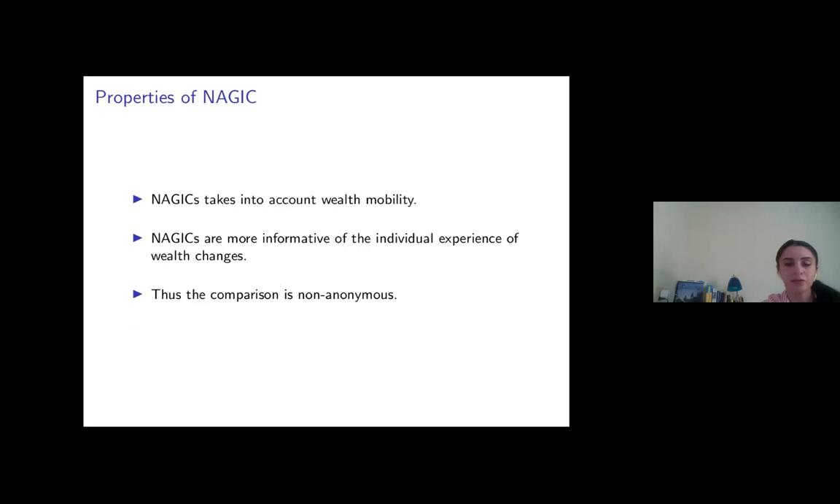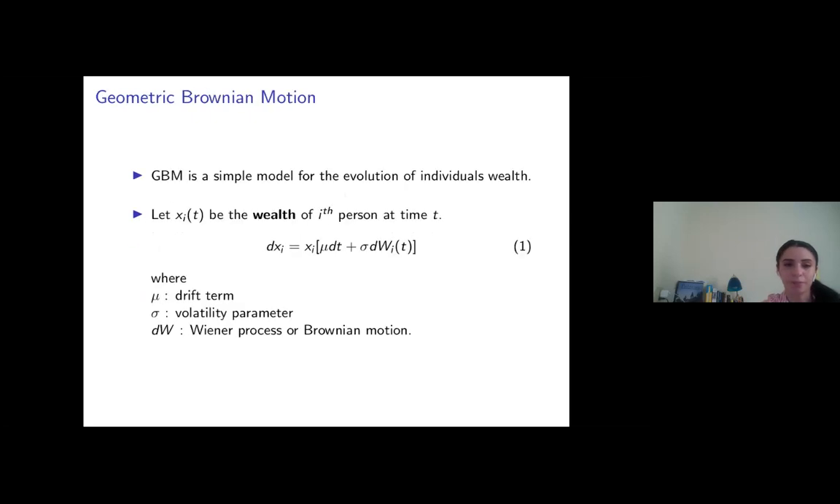Well, unlike the anonymous growth incidence curve, the non-anonymous growth incidence curve takes into account wealth mobility and the identity of people. In this case, it becomes more sensitive and, at the same time, more informative of the individual experience of wealth changes. Also, because people are ranked and labeled, as we have seen in that example with colors, the comparison becomes non-anonymous because we can identify the people at the end of the time.